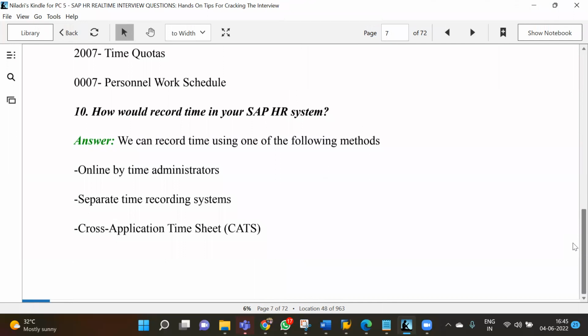And the next question is, how do you record your time in your SAP HR system, right? So they have asked questions like there are different processes, whether it can be done by the time administrators, or we can have different time recording systems like Kronos, which can also be integrated with SAP HR, and otherwise it can be your CATS system, Cross Application Time Sheet. So this is also a most commonly asked question.